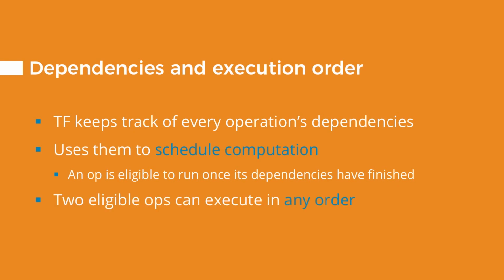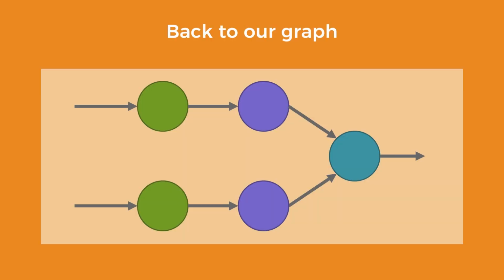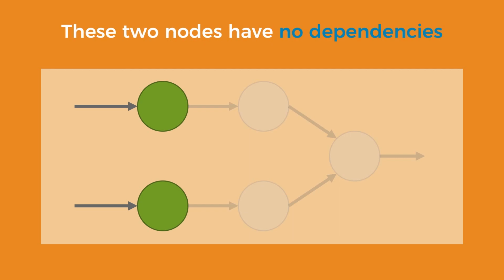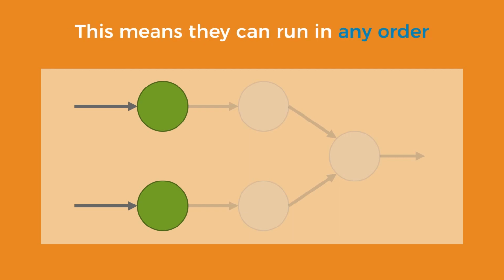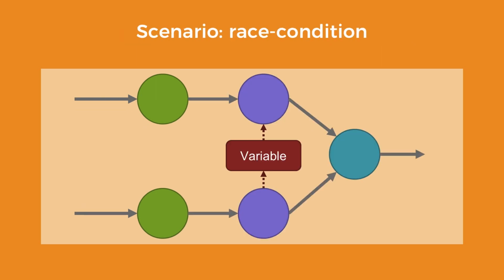That means any two eligible ops, two operations that have all of their dependencies complete, can be run in any order. So if we go back to our graph, the first two nodes have no dependencies, which means they can run in either order. The top one might run first or the bottom one might run first. Often, that's not an issue. But there are situations where we have a race condition. So this is a rather contrived example, but it shows us what might happen.